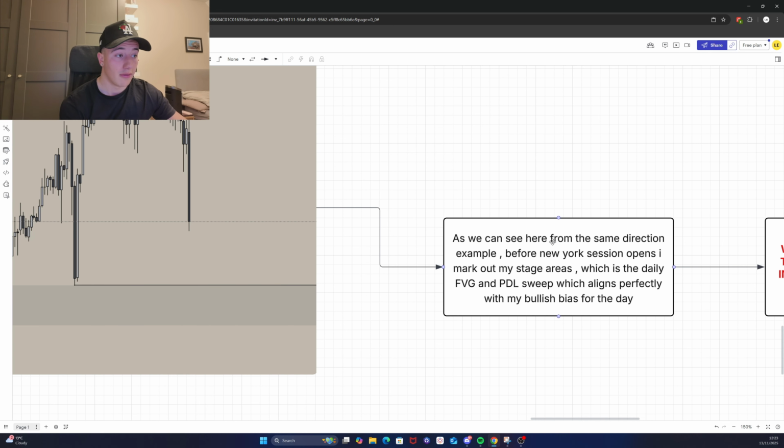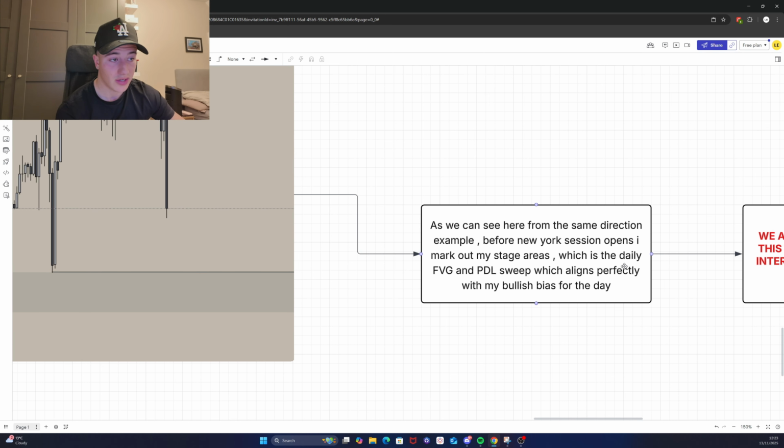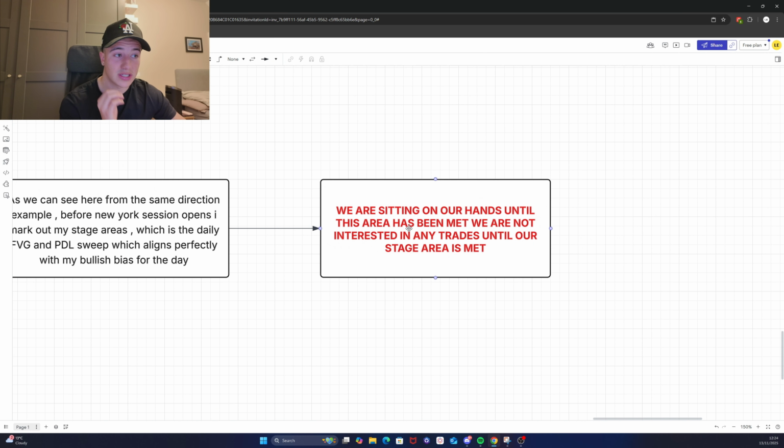As we can see from here, the same direction example. Before New York session opens, I mark out my stage areas, which is the daily fair value gap and previous daily low sweep, which aligns perfectly with my bullish bias for the day. We are sitting on our hands until this area has been met. We are not interested in any trades until this area has been met.